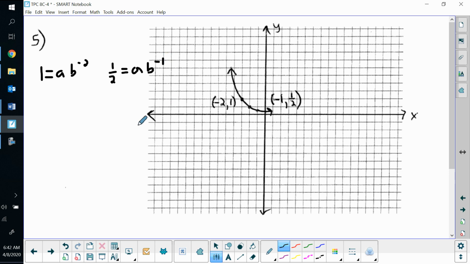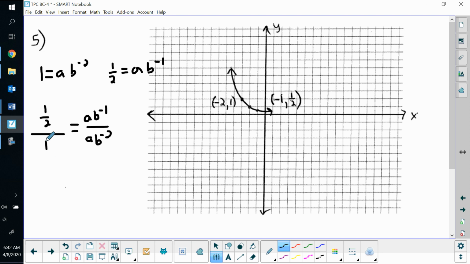Negative 1 is larger than negative 2, so the negative 1 stuff will go on top. We'll have a half over 1 equals ab to the negative 1 over ab to the negative 2. Now the reason we're always putting the bigger exponent on top is so that when we subtract the exponents, we'll always get a positive exponent. So if you're getting a negative when you subtract the exponents, then you know you did something wrong.